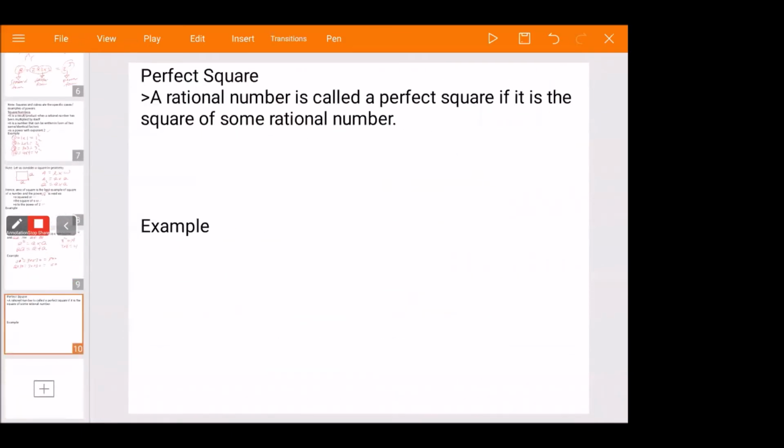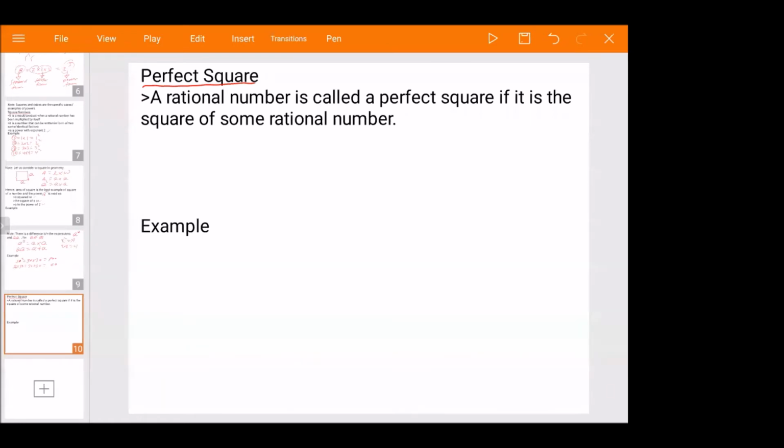The last point is perfect squares. Perfect squares are just a special name given to those square numbers. So all square numbers can generally be considered perfect squares by a special name. So don't confuse square numbers and perfect squares. Some books refer to square numbers, some refer to perfect squares.